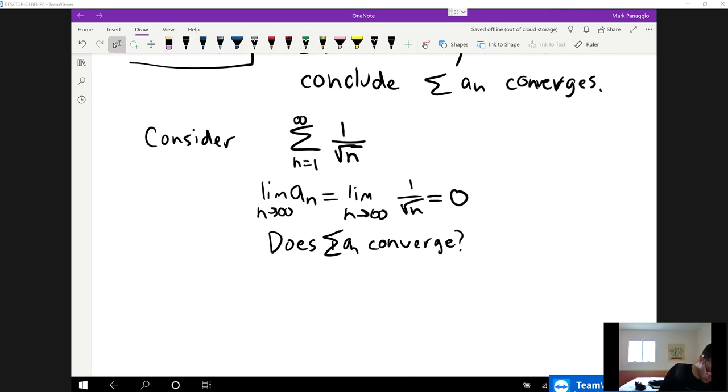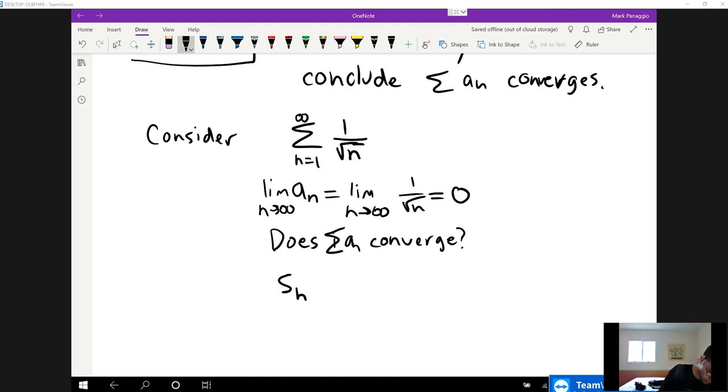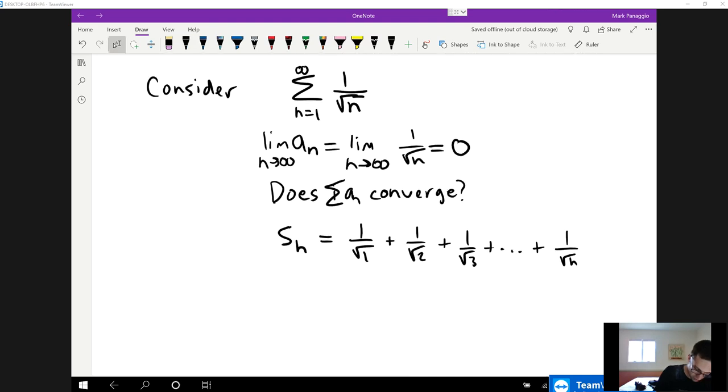And to convince yourself of that, let's think about the partial sums. The nth partial sum is 1 over the root of 1 plus 1 over the root of 2 plus 1 over the root of 3, all the way on out to 1 over the root of n. Agreed? So when we're adding up not all infinitely many terms, but just the first n, we get a sum of all these fractions. And of these fractions, notice that the last one is the smallest. It has the biggest denominator, so it's the smallest.